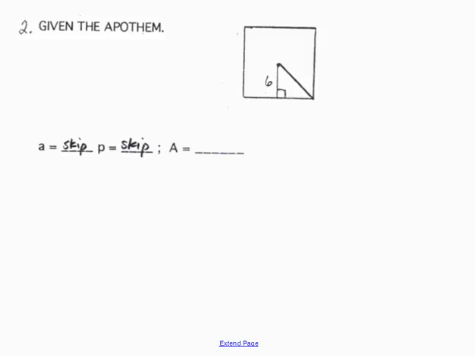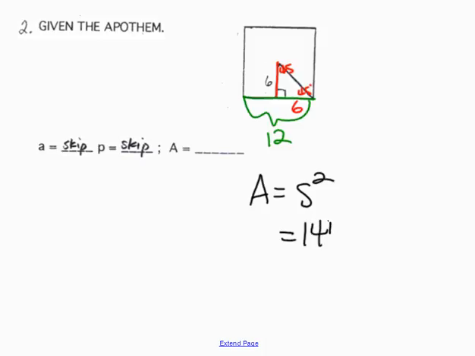So if they give us the apothem of a square, this is 6. This is a 45-45 triangle. We know that this is 6, so the whole side is 12. Well, the area of a square is side squared. So that equals 144. The area of this square is 144 units squared.